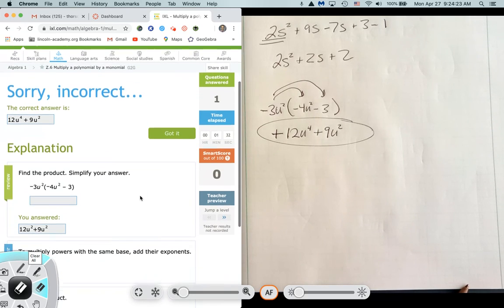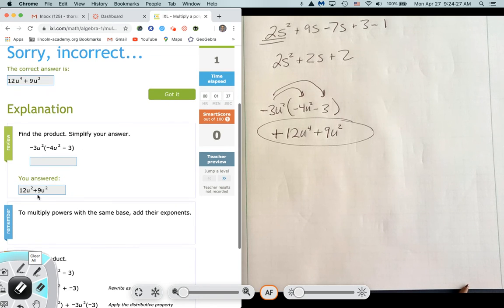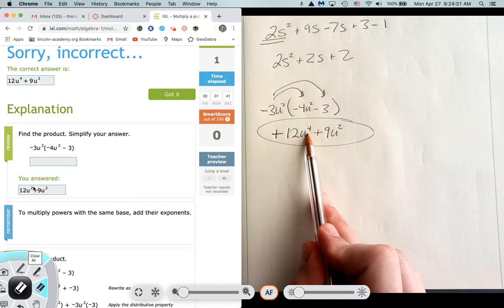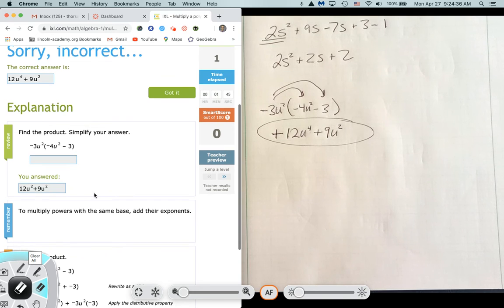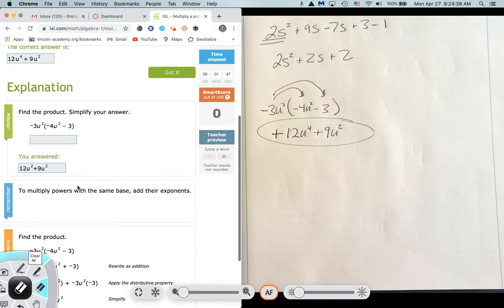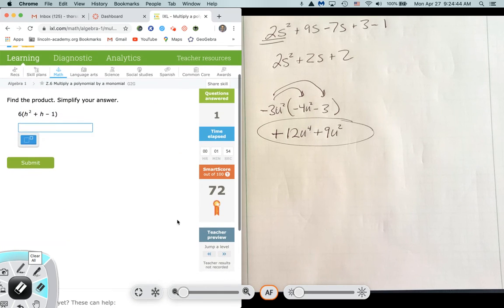What did I do wrong? Oh, I did u squared and it's u to the 4th. So be very careful. I wrote u to the 4th, see u to the 4th right there. I wrote it and then I typed in u squared and it's u to the 4th. I did everything right and it's not iExcel's fault. I know a lot of you hate iExcel, but all you got to do is be very, very, very careful that you type things in correctly.